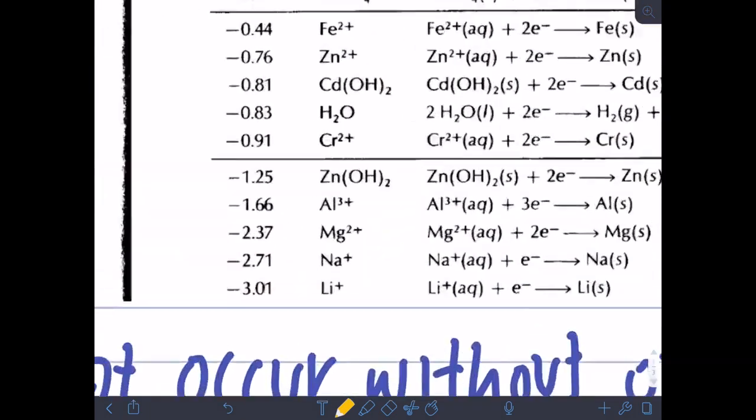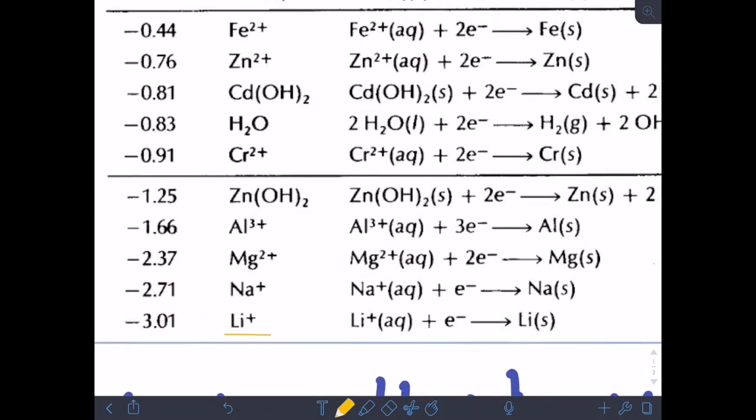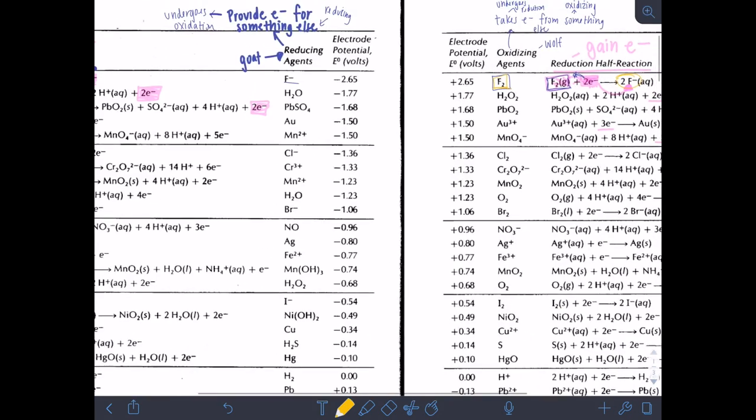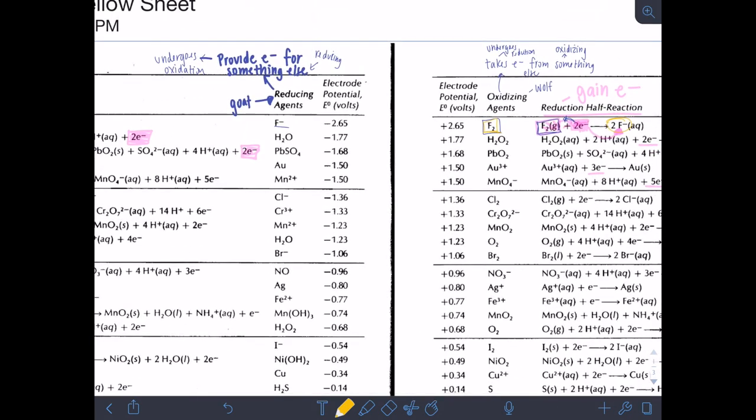Whereas at the bottom, we can see that lithium is our weakest oxidizing agent. It's very unfavorable for this lithium to regain its electron and become lithium solid, because this is an unstable state of lithium. Therefore, it is a very weak oxidizing agent. The last thing on this page that is very important are the electrode potentials.